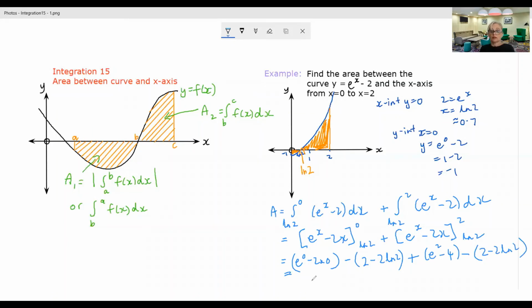Okay, so what do we have? So that's 1 minus 2 plus 2 natural log 2 plus e squared minus 4 minus 2 plus 2 natural log 2. So we've got 4 natural log 2 plus e squared, and then 1 minus 2, negative 1 minus 4, negative 5, minus 7. So that should be your answer, and that will be in square units. You can use a calculator to get an approximation if you must, but it's not really necessary. You can just leave it as that exact answer.